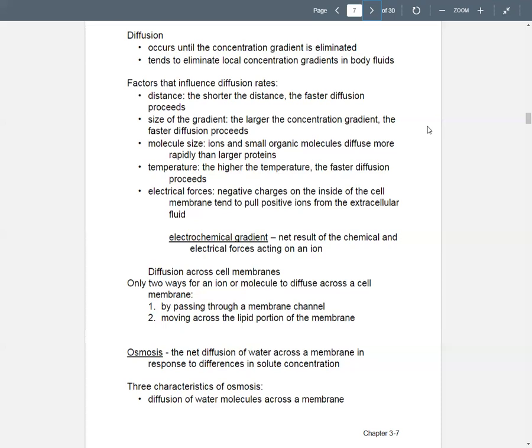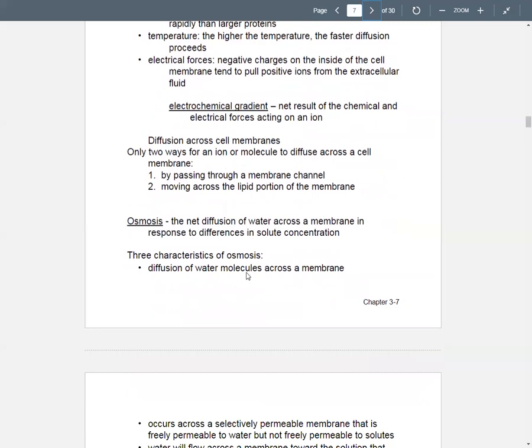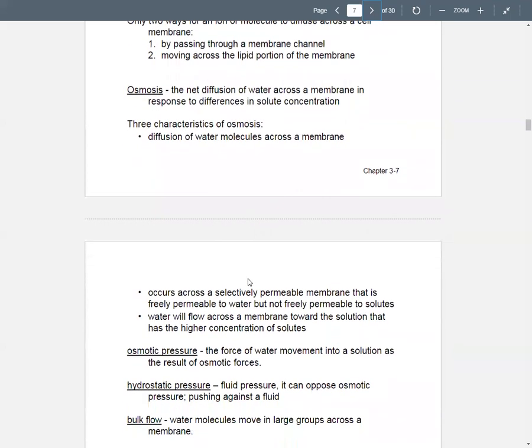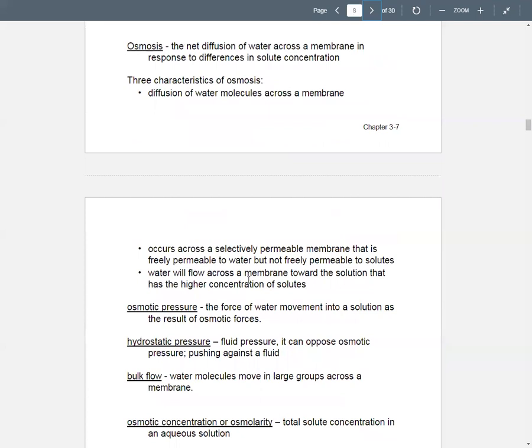So what are characteristics of osmosis? Well, you have diffusion of water molecules across the membrane. Okay, that's pretty obvious. And also it occurs across a selectively permeable membrane, like our cell membrane. It's freely permeable to water, but not freely permeable to solutes. So water can cross the membrane in some way, but many solutes cannot.